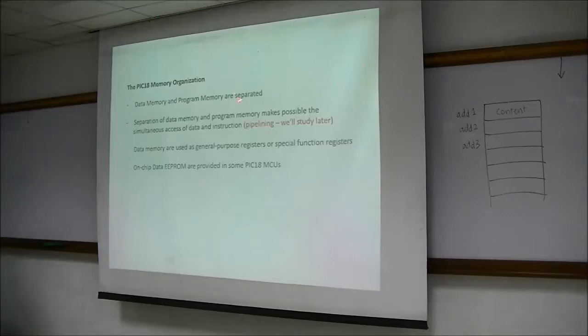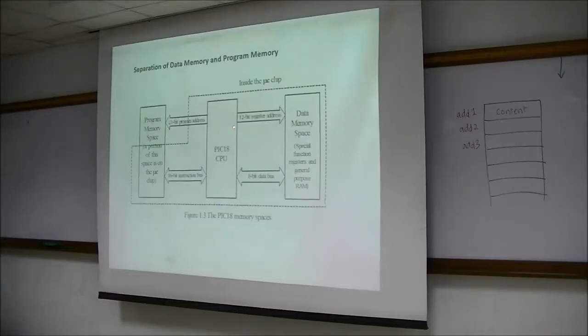Now because this architecture has a separated memory, this is a CPU and this is your data memory and this is your program memory. Because the memories are separated, this type of architecture is known as Harvard architecture. If you see in Chapter 1 in the textbook, in the end summary note, they have mentioned that this is Harvard architecture.